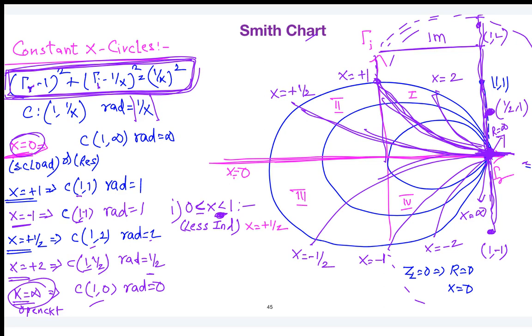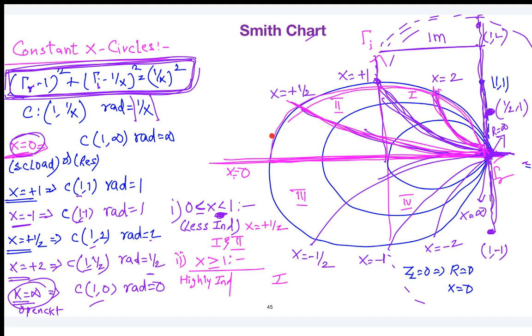Yes, first and second. That means when you are on the upper half of the Smith chart, the nature of the load is inductive. Similarly, when x is greater than 1, it is highly inductive. If x is much greater than 1, for example x is equal to 2, you can confine only up to the first quadrant. So the point is very clear. When you move on the upper half of the Smith chart, the nature is said to be inductive. Less inductive covers the first and second quadrant, and highly inductive covers the first quadrant.